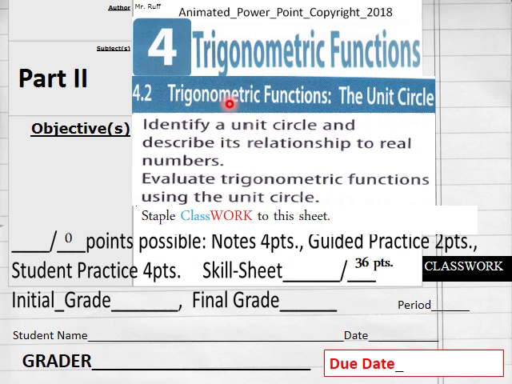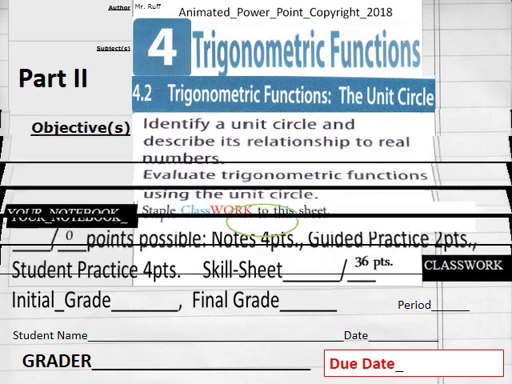So today we're going to do 4.2 part 2 of trigonometric functions, unit circle. 36 points in this class worksheet. There's no notebook taking on this part of the lesson today.